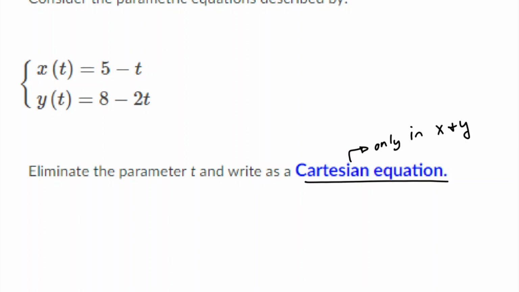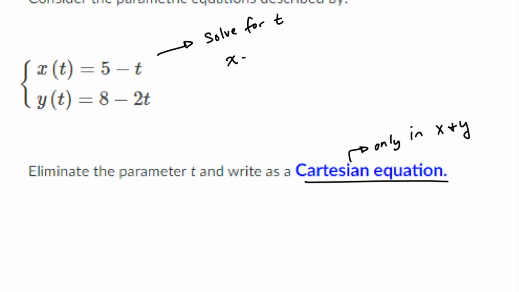So the goal here is to solve one of these equations and get t by itself, and then substitute that in the other one. And generally we say, okay, how do you know which one to solve for t? Whichever one looks easiest. Looking at both of these, are both straight lines. One doesn't seem particularly more difficult than the other. So I'm going to just start off by solving for t in the first one.